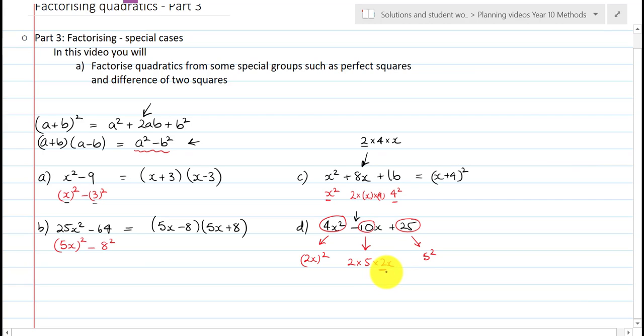So be really careful about using your rules, that you're checking and ensuring that you're using those rules appropriately. To further this example though, let's say you did just look at this and go, oh great, perfect square.